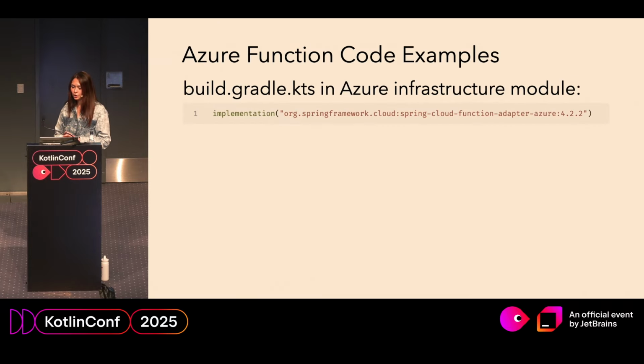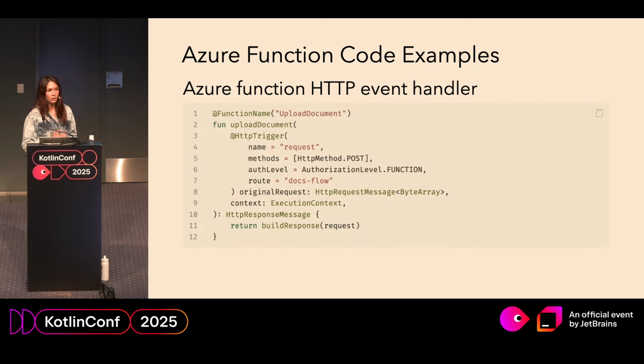So how does it actually work? Let's just look at the code immediately, so we can visualize how it works. So look at an Azure function. First, we need to import the cloud adapter, which is specific to Azure. And then we need to define the function entry point and trigger. In Azure, you need to actually combine those. So you give the function a name, upload document, for example.